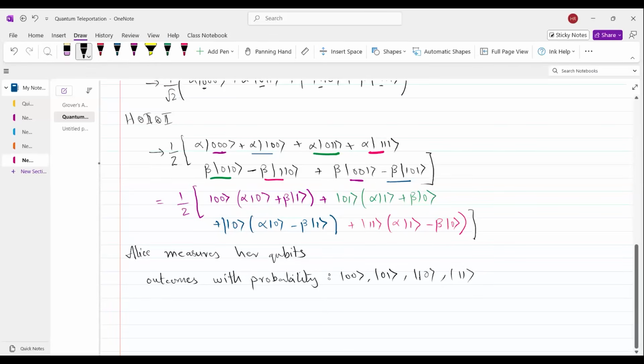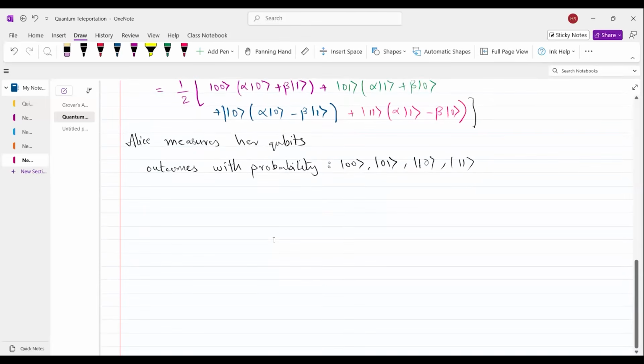Now Alice sends her bits. Once Alice measures her qubits, the entire superposition collapses and Bob's qubit also gets fixed, right? And so Alice sends 2 classical bits, the outcome that she got after the measurement, to Bob, right?